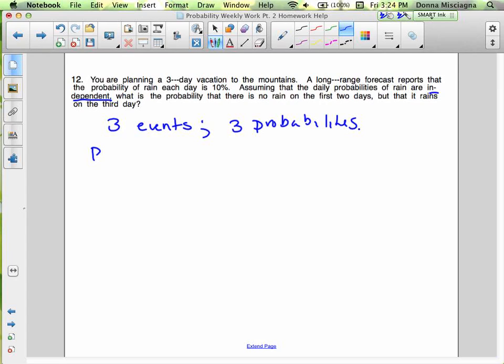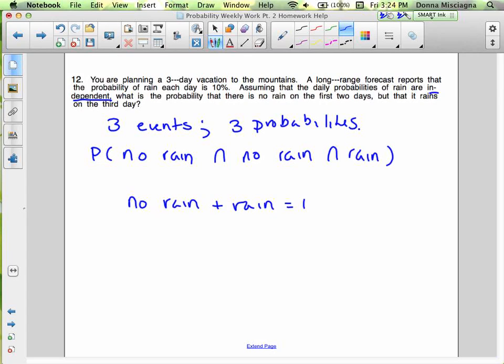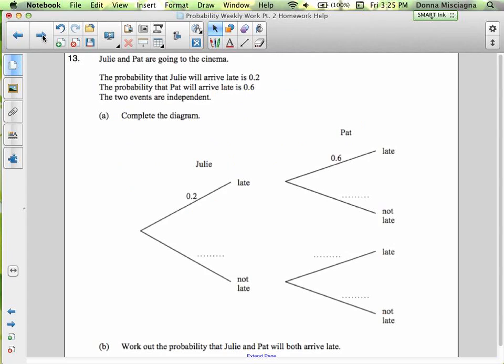So it's the probability of no rain, and then rain. And those are complementary events, no rain and rain. Together, no rain and rain equals 1, because either it's raining or it's not raining. We're assuming that it's not cold enough to snow. So it's raining or not raining.